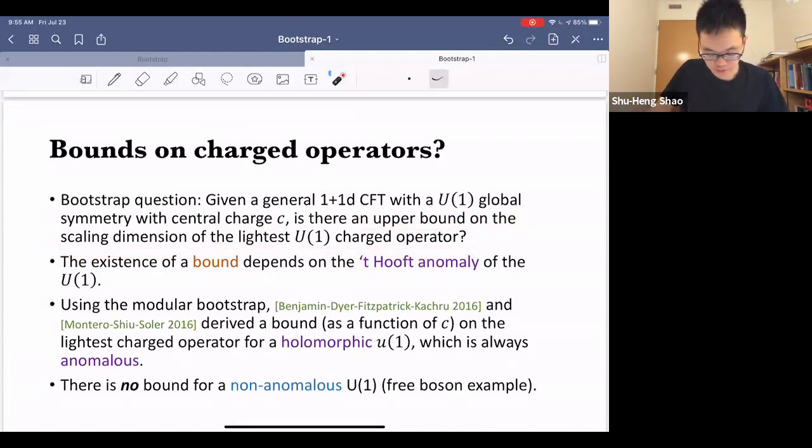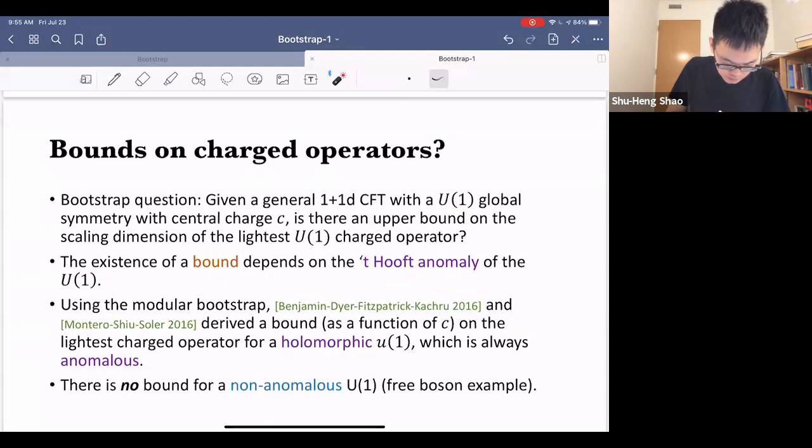This is a question that has been discussed many times in the literature. There were a lot of nice papers, and people were interested in this question also in the context of the weak gravity conjecture in AdS. But I will not say too much about the weak gravity conjecture. Let me just pose this question as a CFT problem. This by itself doesn't have anything to do with anomaly, but in fact, the answer depends on whether the U(1) symmetry in question is anomalous or not.